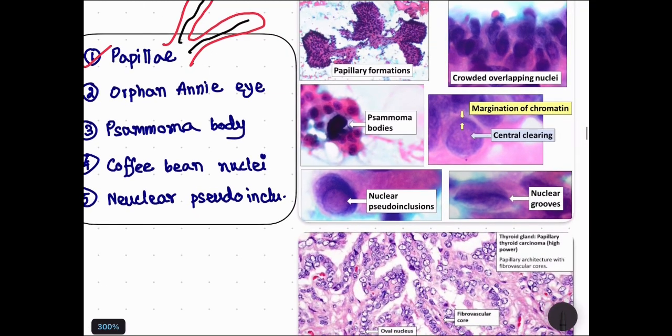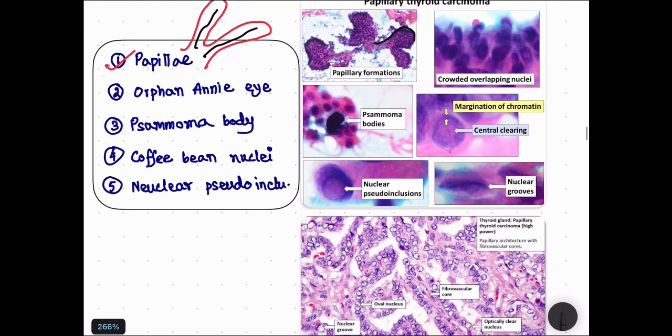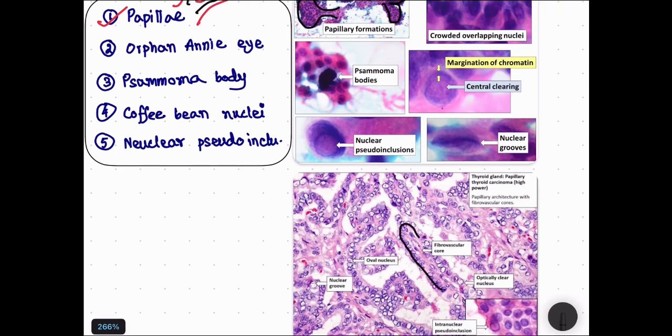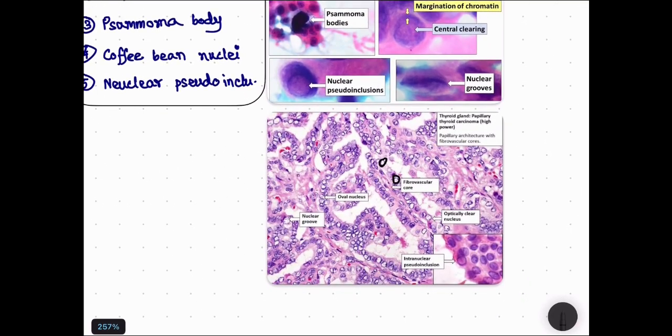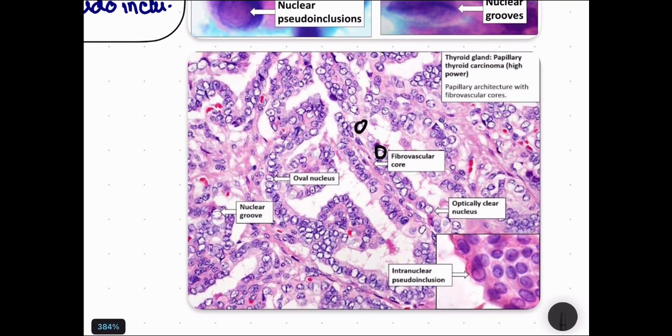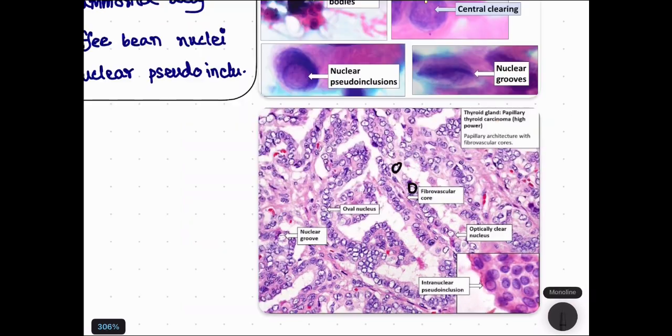This is the first thing that you need to know. See, there is papilla formation, and inside the papilla you have a fibrovascular core. You can see this is the papilla formation, and inside the papillae you can see the fibrovascular core here. Next, very important: Orphan Annie eye nuclei. Orphan Annie is a cartoon character. This description is telling us that the cells lining the papillae have optically clear nuclei. On high power the cell appears empty.